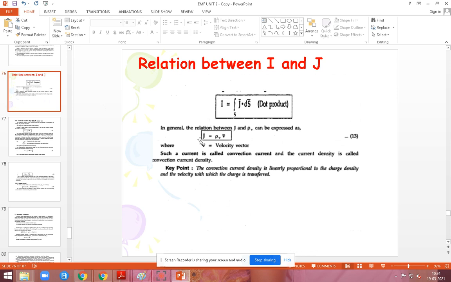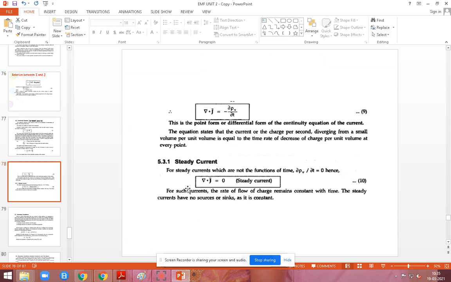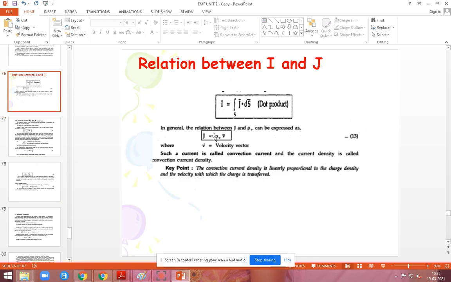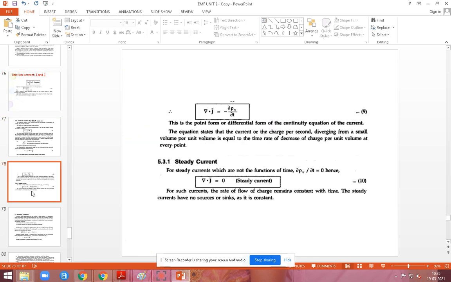I already said that before. This dot product can be written as del dot j vector, and that is what they replaced here. Del dot j vector equal to minus dou rho v by dou t. Based on this relationship it is written here. This is the point charge or differential form of your continuity equation for the current.